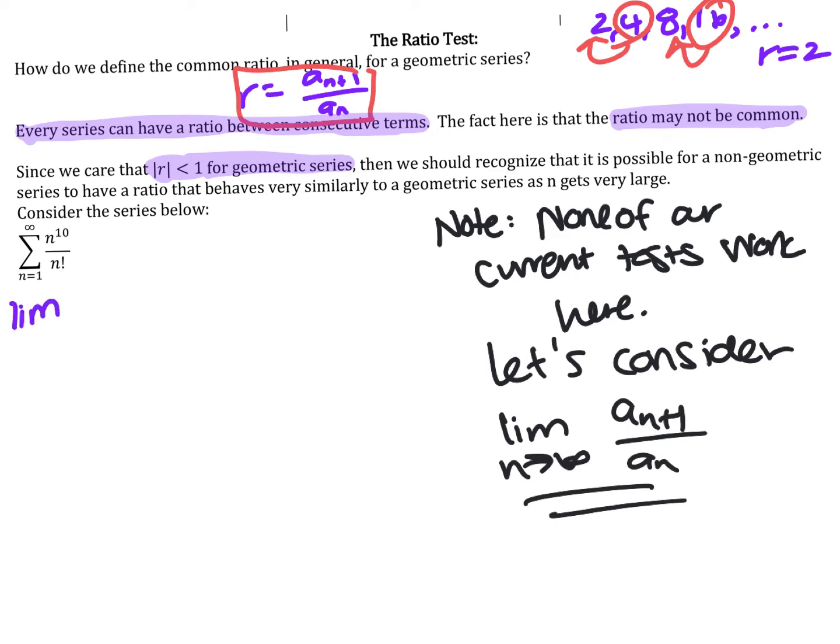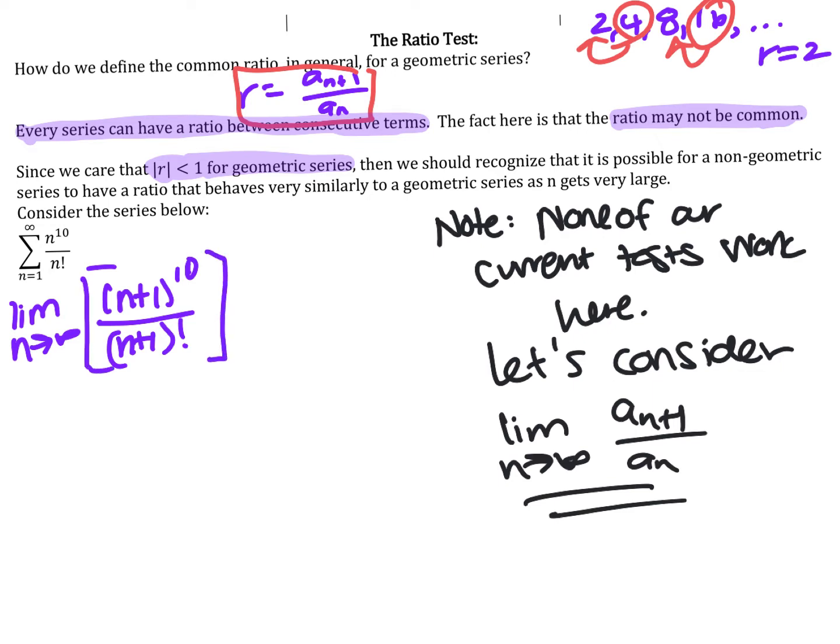So the limit as n approaches infinity of a sub n plus 1 over a sub n would be (n plus 1) to the 10th over (n plus 1) factorial, and if I'm dividing, that's the same thing as multiplying by the reciprocal. So I'm going to multiply this by n factorial over n to the 10th. Now, regardless, (n plus 1) factorial is the same thing as n plus 1 times n factorial.